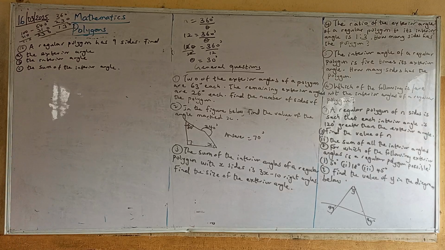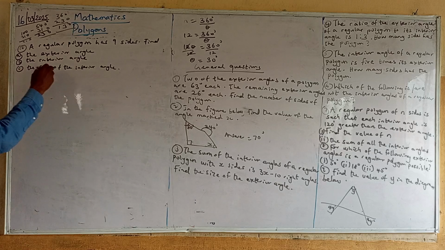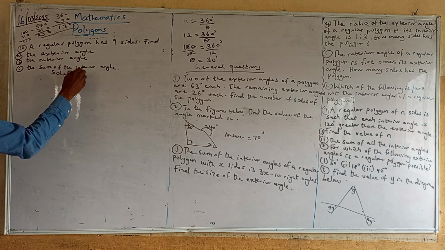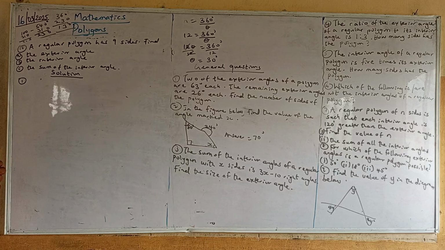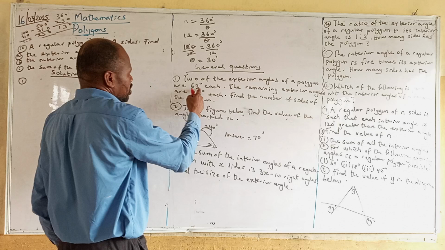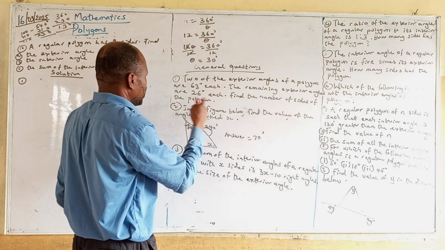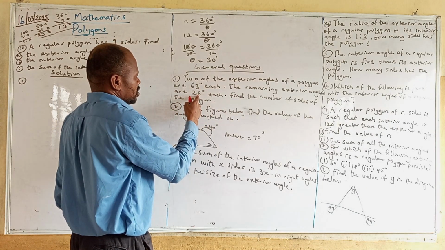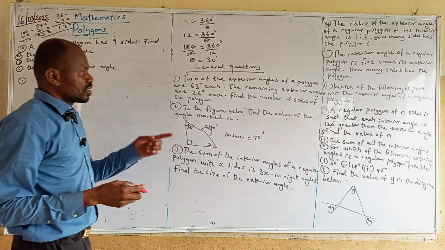Okay, let's quickly solve these questions. The first one says, two of the exterior angles of a polygon are 63 degrees each. The remaining exterior angles are 26 degrees each. Find the number of sides of the polygon.